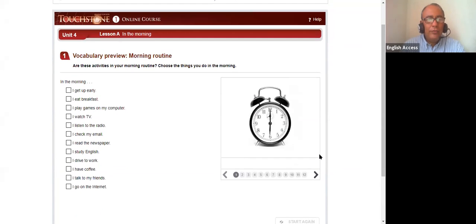Y vamos a un ejercicio más. Dice, vocabulary morning routine. Are these activities in your morning routine? ¿Qué actividades son las que tú realizas? Dice, choose the things you do in the morning. For example, now with Fatima. Can you click on the activities that you do in the morning, Fatima? ¿Le puedes dar clic a las actividades que tú haces en la mañana? Ok.